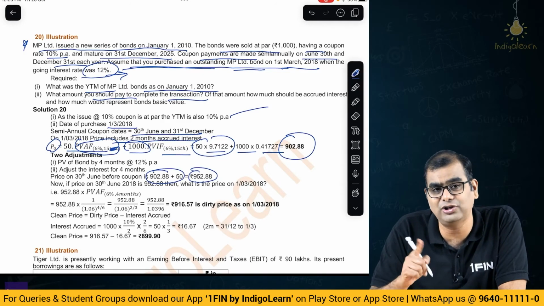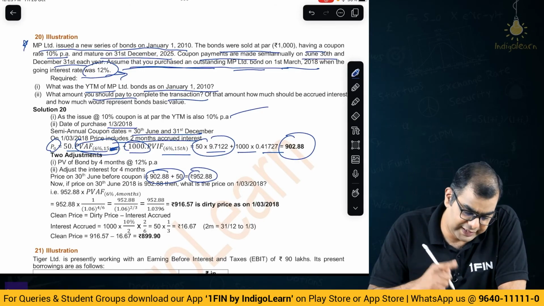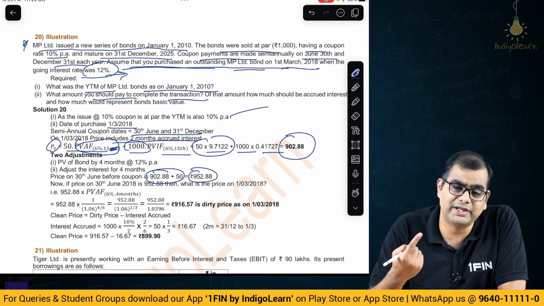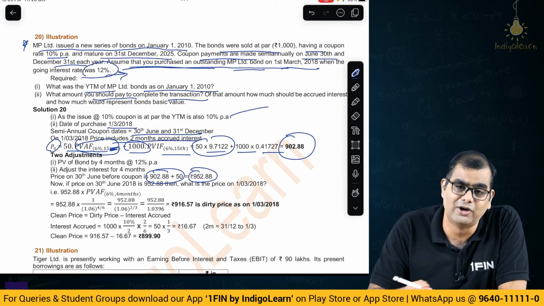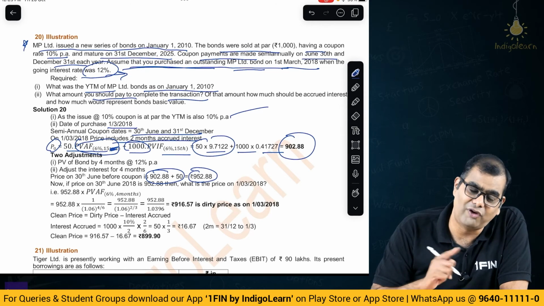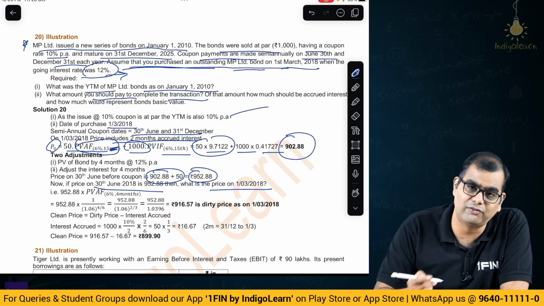But this is the value on 30th of June 2018, just before the coupon is paid. Just before the coupon is paid, this is the value. That value you have to bring forward to the current date. Now, this is the price, 952. What is the price on 1st March? So, you have to bring it forward. How will you bring it forward?